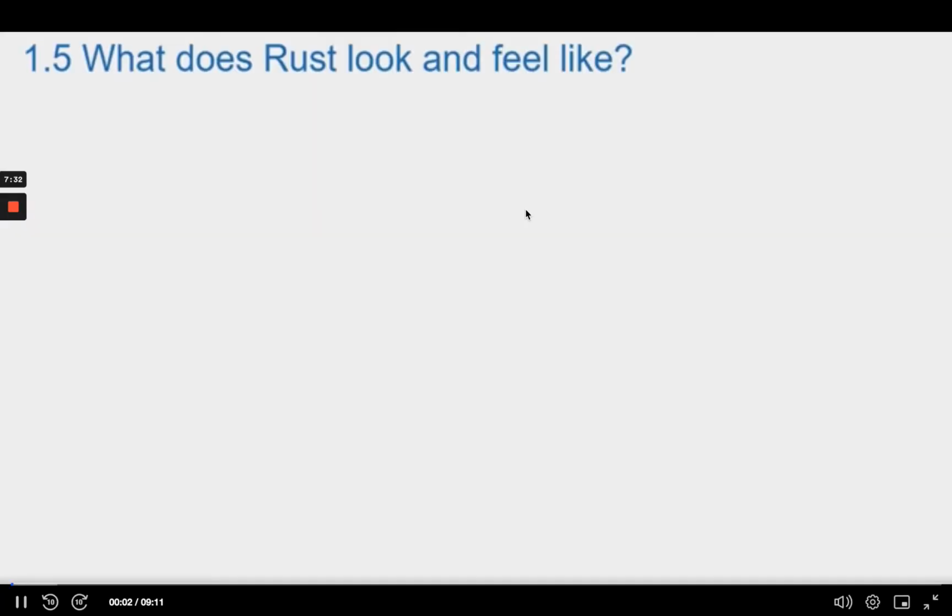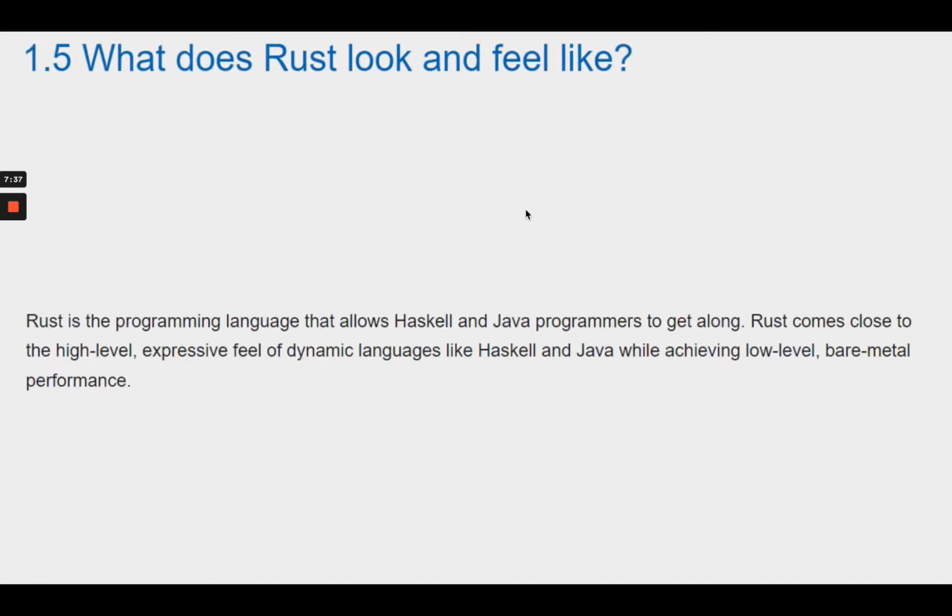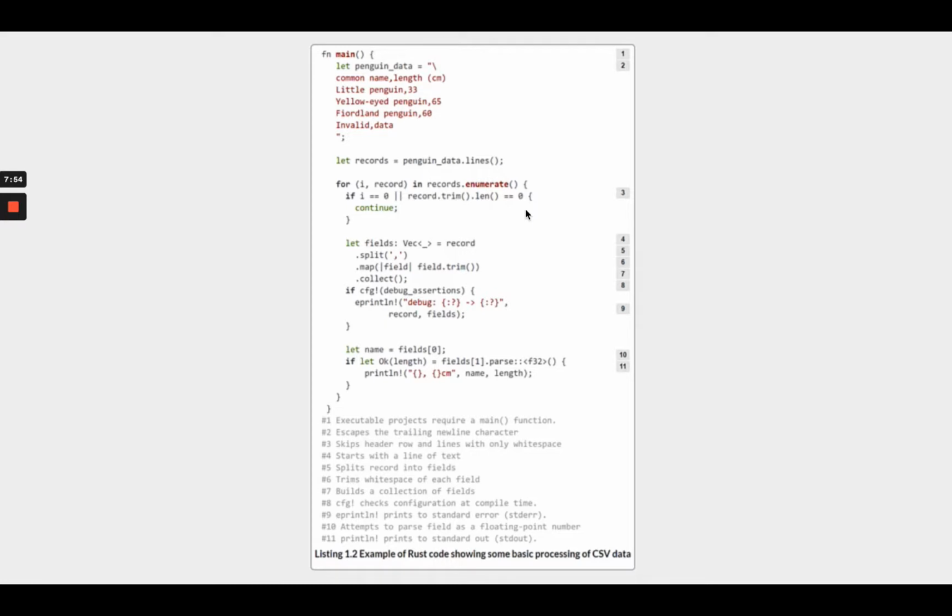Section 1.5. What does Rust look and feel like? Rust is the programming language that allows Haskell and Java programmers to get along. Rust comes close to the high-level, expressive feel of dynamic languages like Haskell and Java while achieving low-level, bare-metal performance. We looked at a few Hello World examples in Section 1.3, so let's try something slightly more complex to get a better feel for Rust's features. Listing 1.2 provides a quick look at what Rust can do for basic text processing. The source code for this listing is in this file.